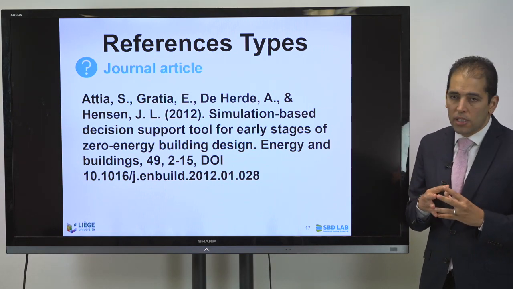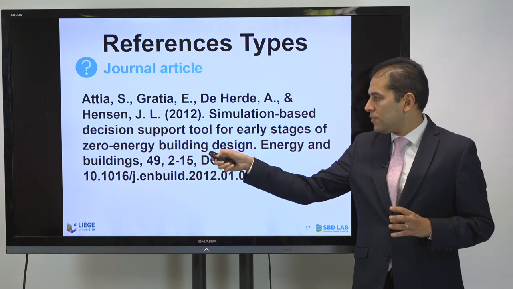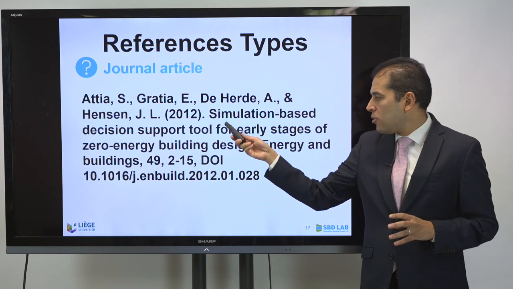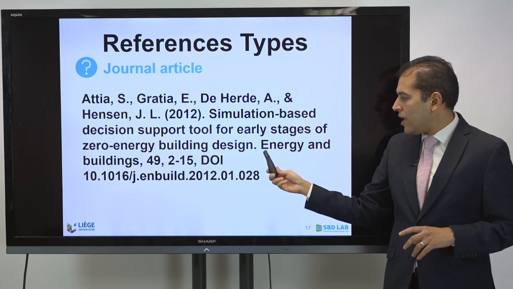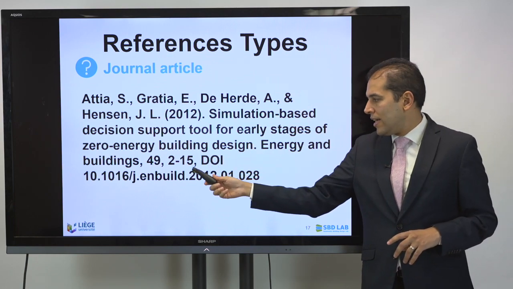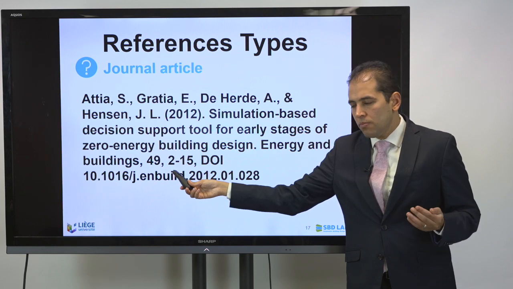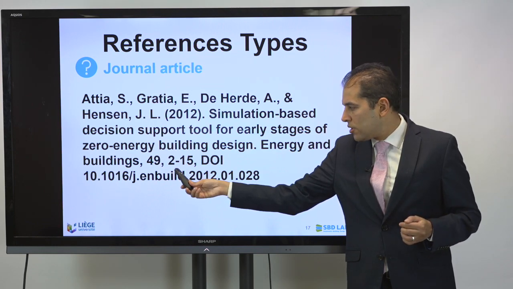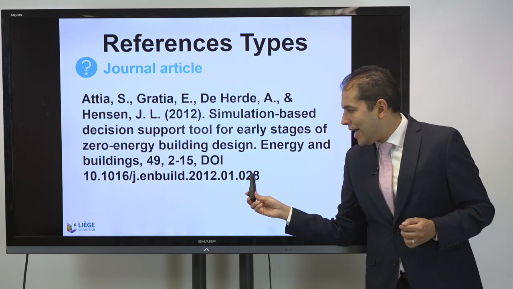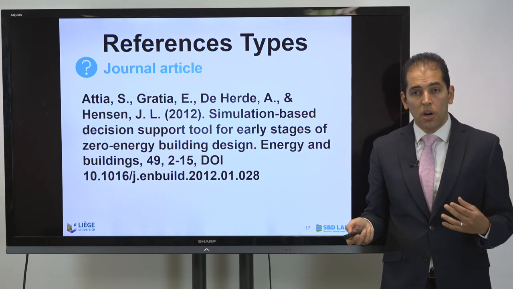This is a journal article. As you can see, we have the author names, we have the year of publication, we have the title, and then we have the name of the journal, which is called Energy and Buildings. Then I have the volume, the page number or the issue number, and then I have a DOI and a link for the DOI. So this is how we cite journal articles.